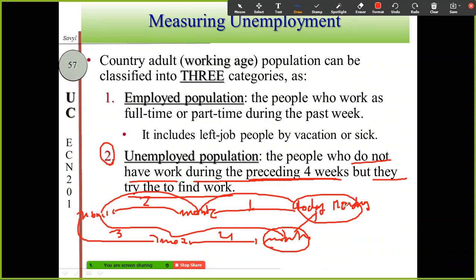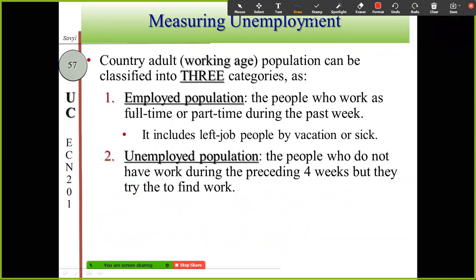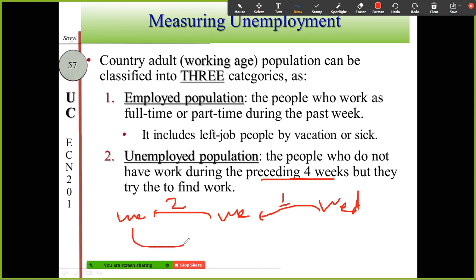Last week should start from Monday to Sunday and then Monday to Sunday again. Okay? So Monday, Sunday. But this is not really that one. For example, the other example. Today is Wednesday. Wednesday last week, this is preceding 1 week. Wednesday last 2 weeks, this is preceding 2 weeks. Wednesday last 3 weeks, this is preceding 3 weeks. Wednesday last 4 weeks, this is preceding 4 weeks.